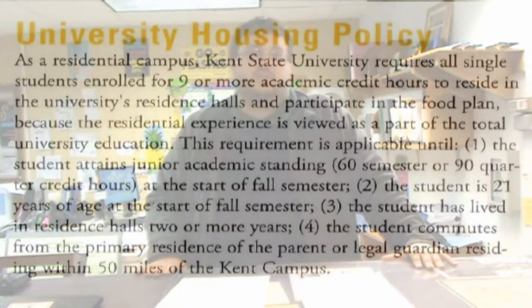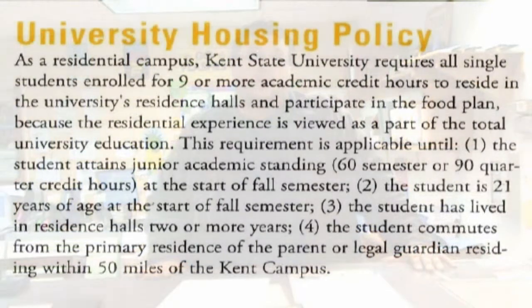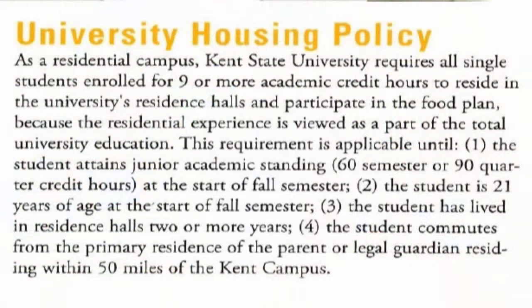What that means is any student who is under the age of 21 and who is not married is required to live on campus during the first 2 years or 4 semesters of their college career. So again, if you're under 21 and you're not married, you are required to live on campus for the first 2 years.